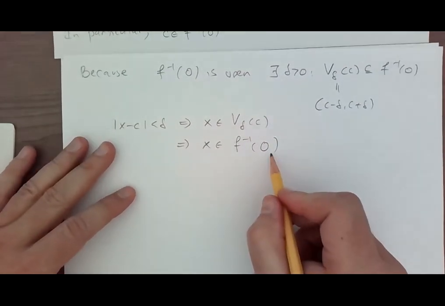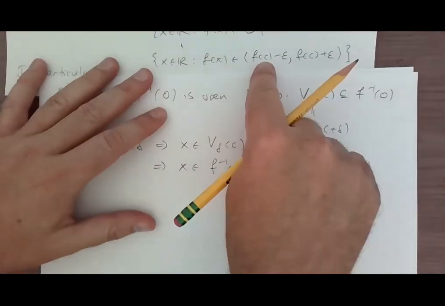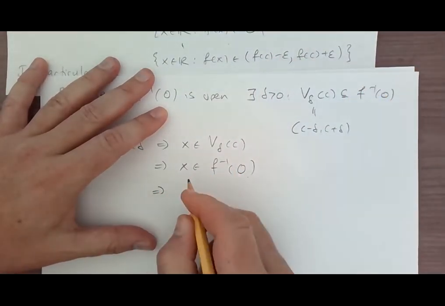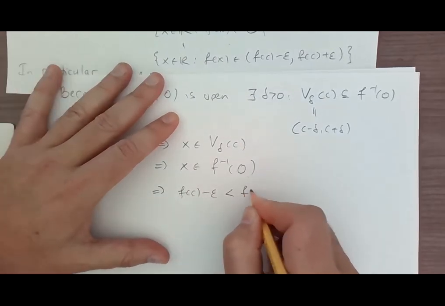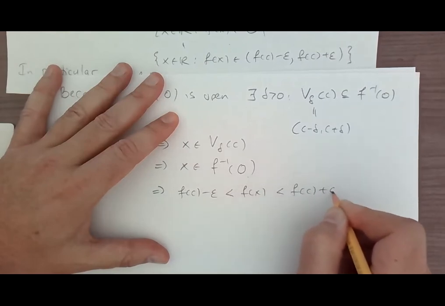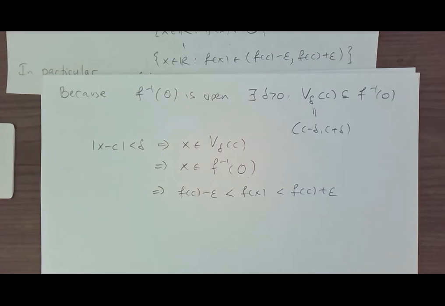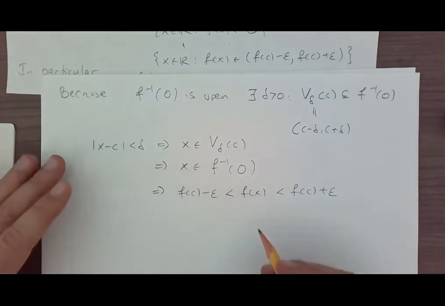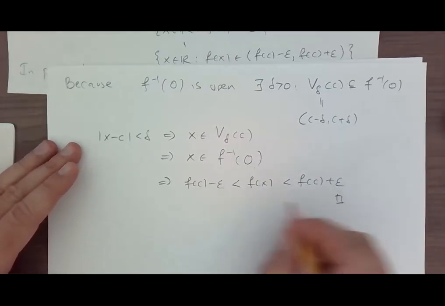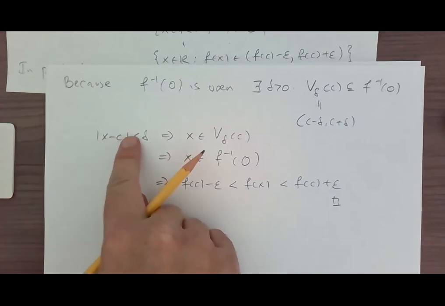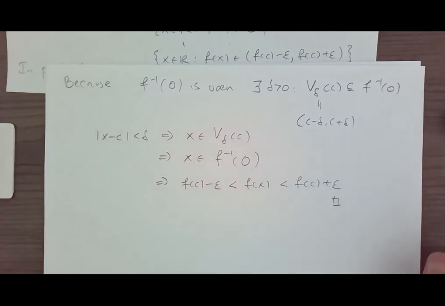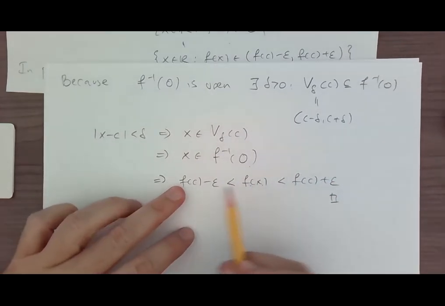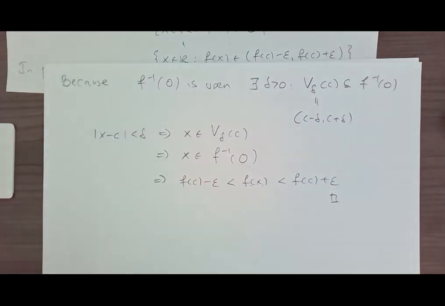But what does that mean? Well, that means that the equality here is true. But this here means that f of c minus epsilon is less than f of x is less than f of c plus epsilon. And then we're done, right? This means that by keeping the values in the domain close, I'm going to have that the values in the codomain are close. F of x is going to be close to f of c, right? It's going to be within epsilon range.